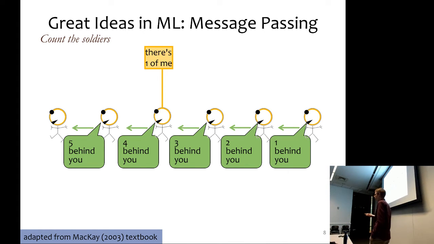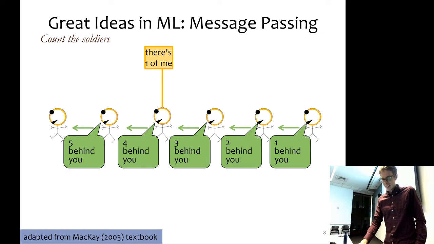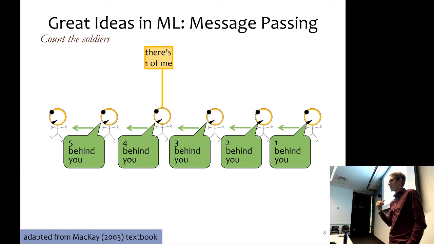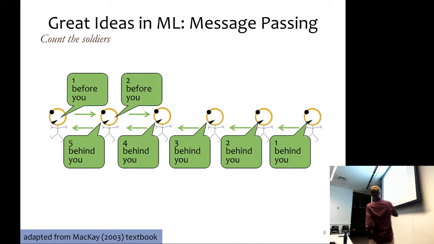Okay, but there's a problem because at the end, the only person who knows how many people are there is the last person. But the captain's in the middle. So she says, well, not to worry. We're just going to run the algorithm in the opposite direction. Okay, so this captain obviously has some computer science background.